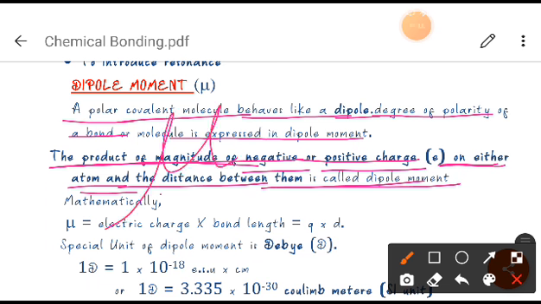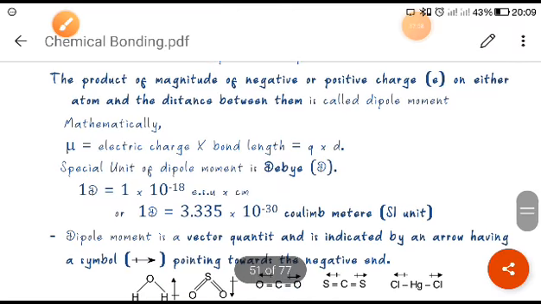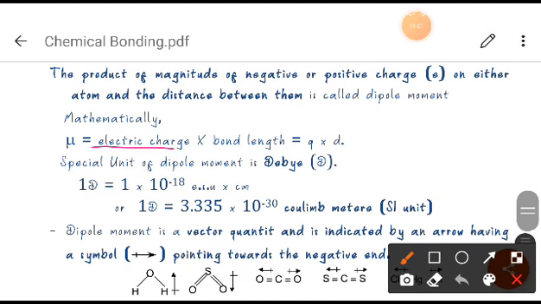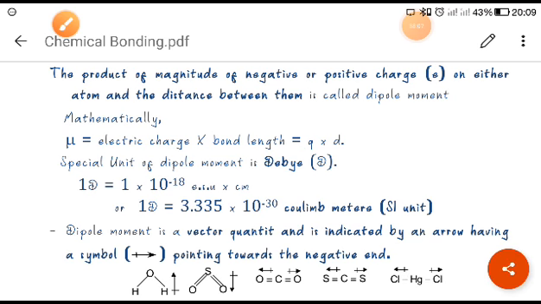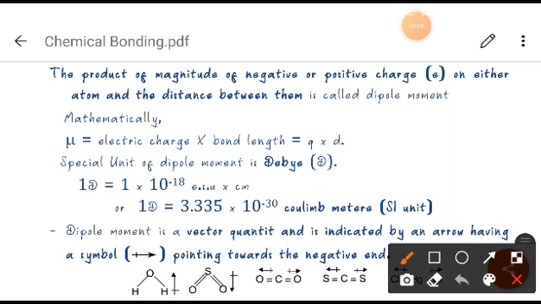Right, which is equal to the product of the magnitude of the electric charge in ESU and the distance d, in Angstrom, between the positive and the negative center, that is the bond length, right? So how to represent the dipole moment? Dipole moment is represented by electric charge into bond length, which is q into d, or in some books you will see e into d, right?